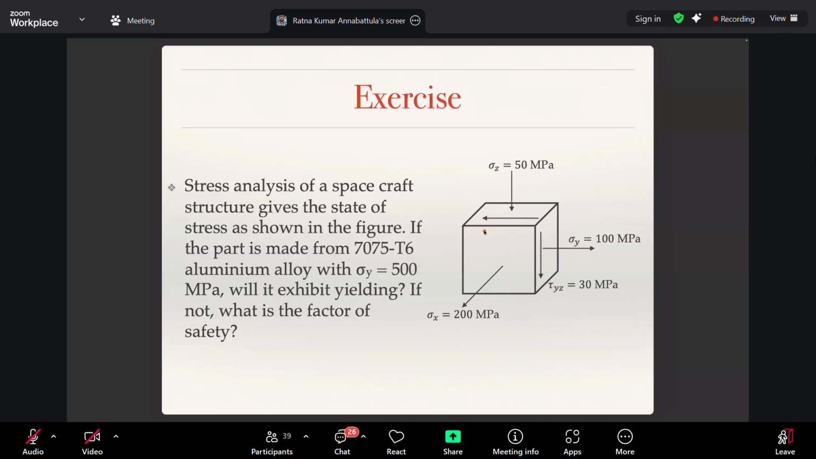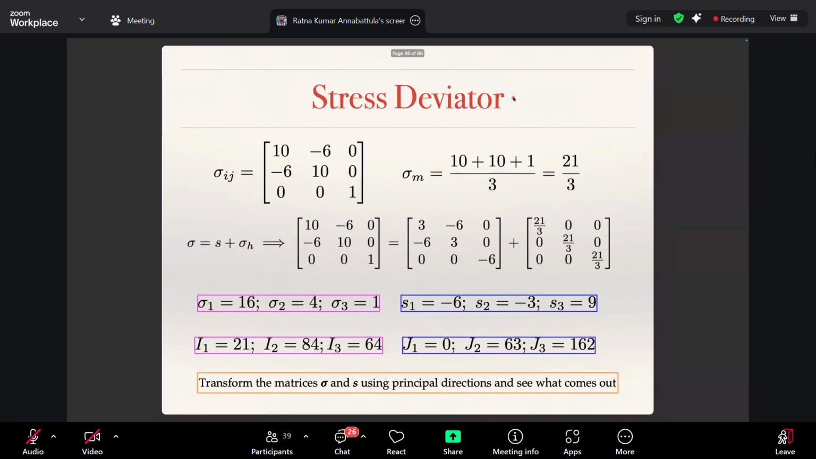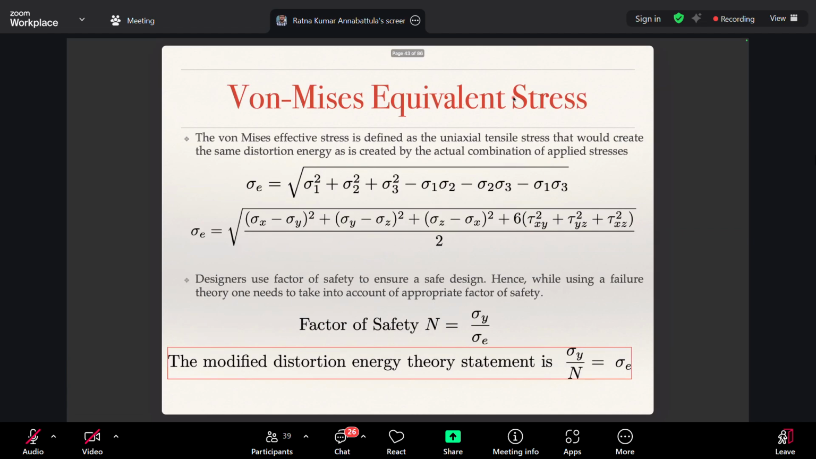Now, how will you find the equivalent stress? So how do you go about the process? You have the stress state. Now you calculate the equivalent stress corresponding to the stress state and check whether that is equal to the yield strength or not. Correct? For finding the equivalent stress, this is the formula, with sigma x, sigma y, tau xy, tau yz. You can use this formula because you don't need to find sigma 1, sigma 2, sigma 3. You can directly use this formula.